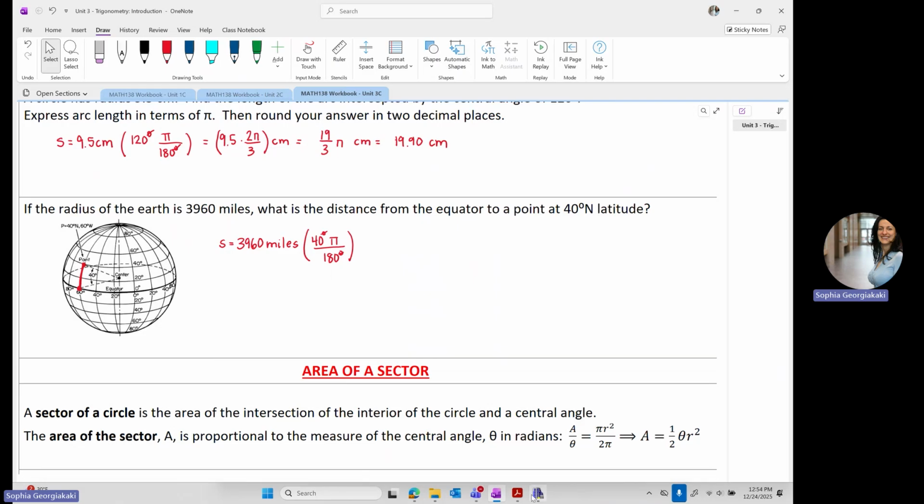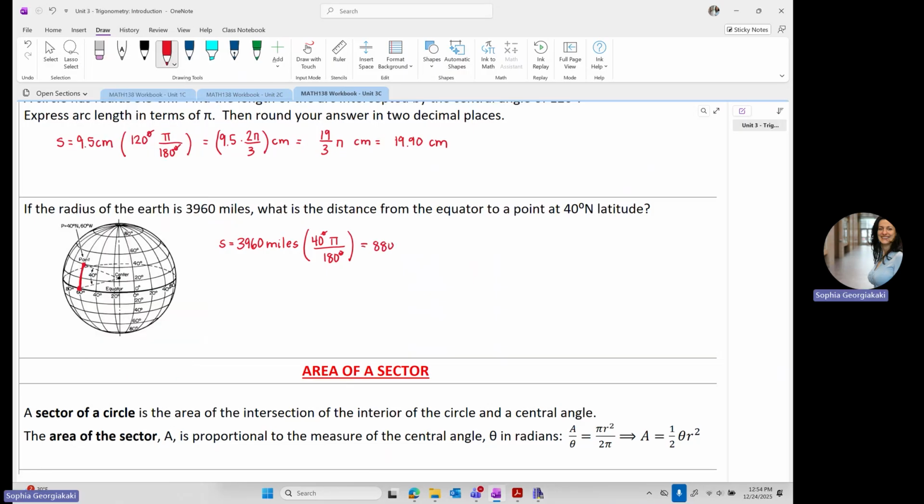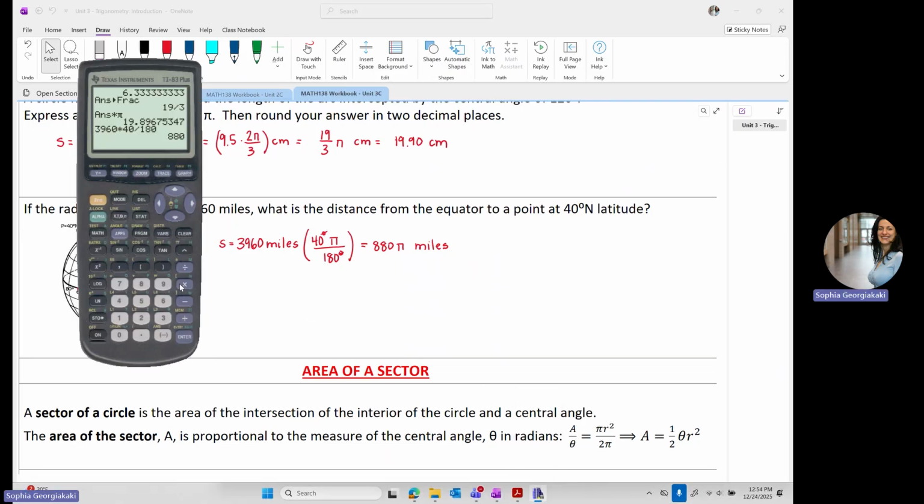In miles, I meant. So I'm going to do the math without pi first. 3960 times 40 and divide by 180 is 880 pi, measured in miles. And then let's multiply by pi and round to the nearest mile. So times pi, and to the nearest mile, 2,765.